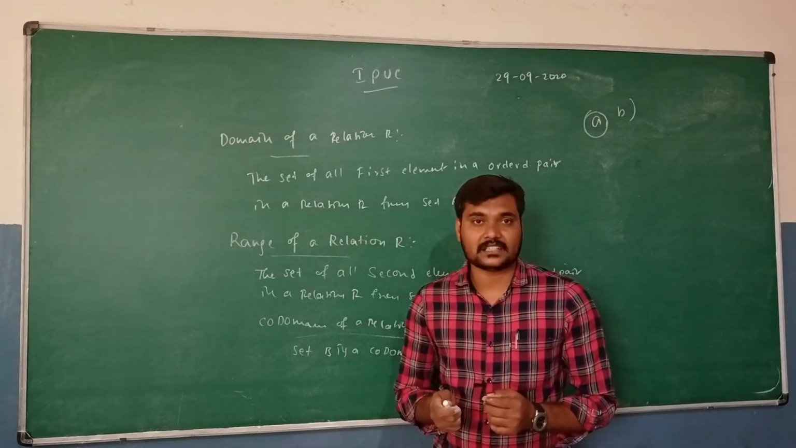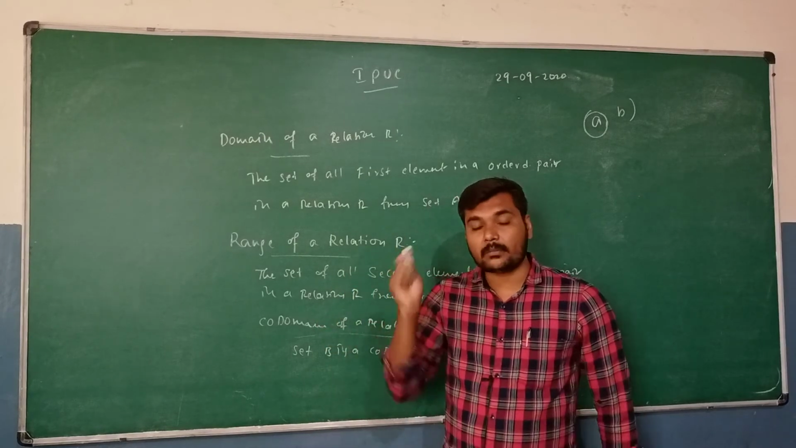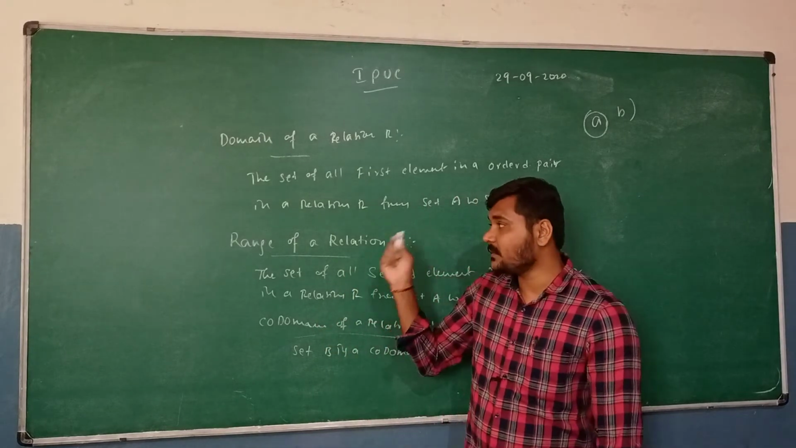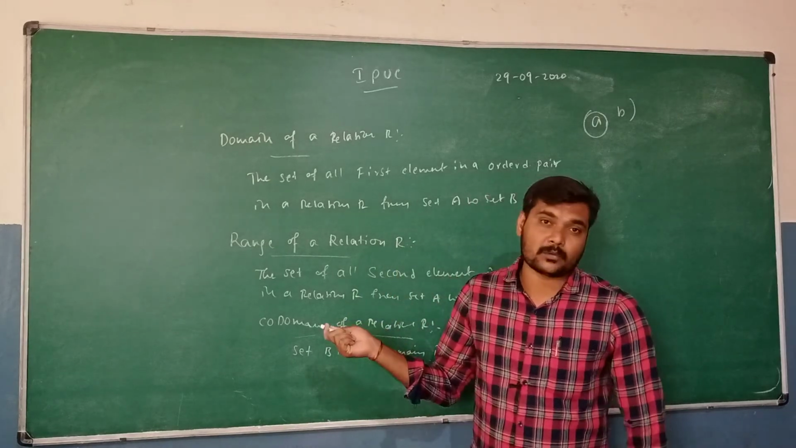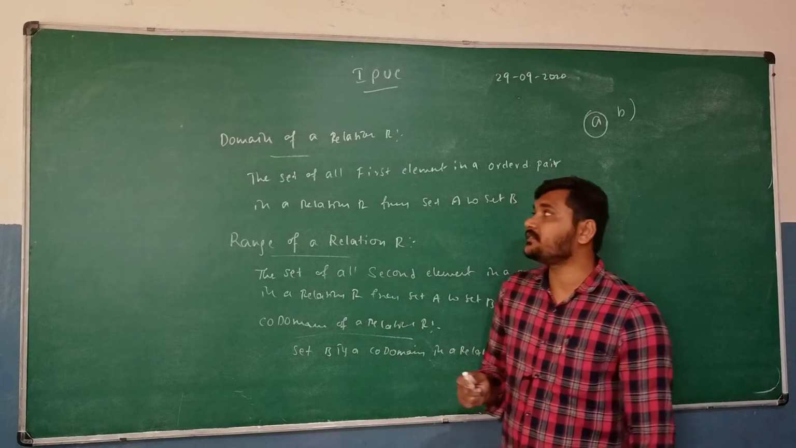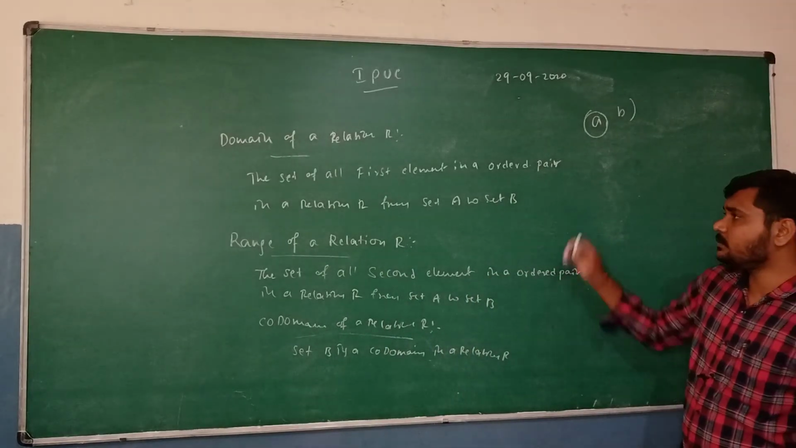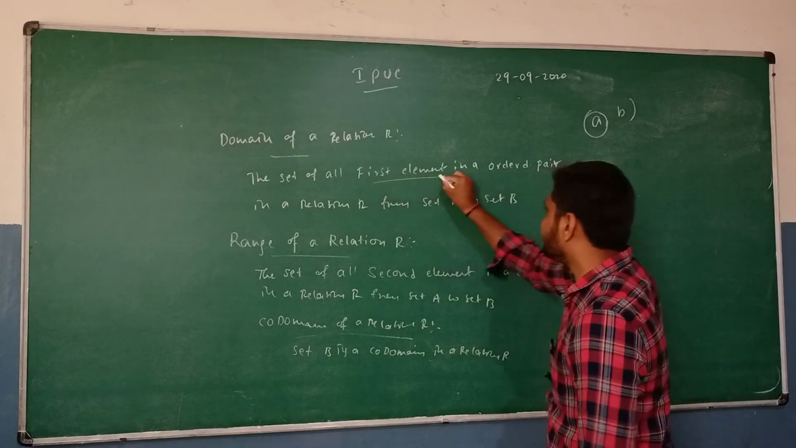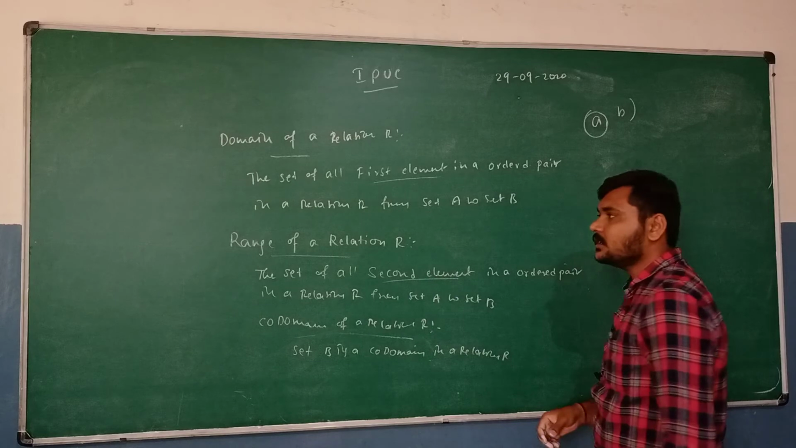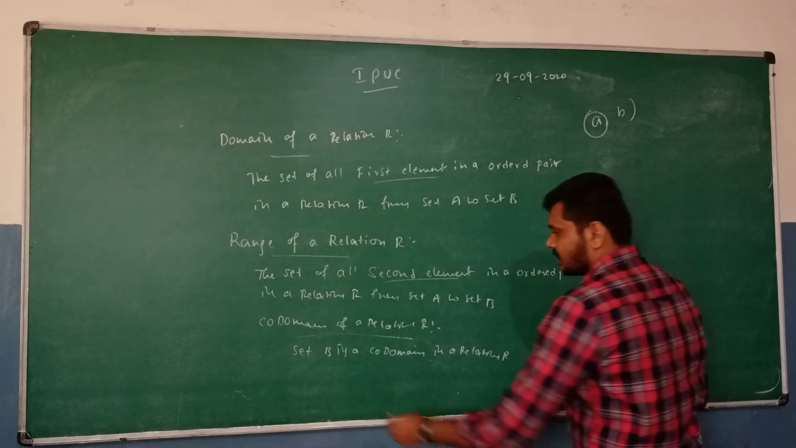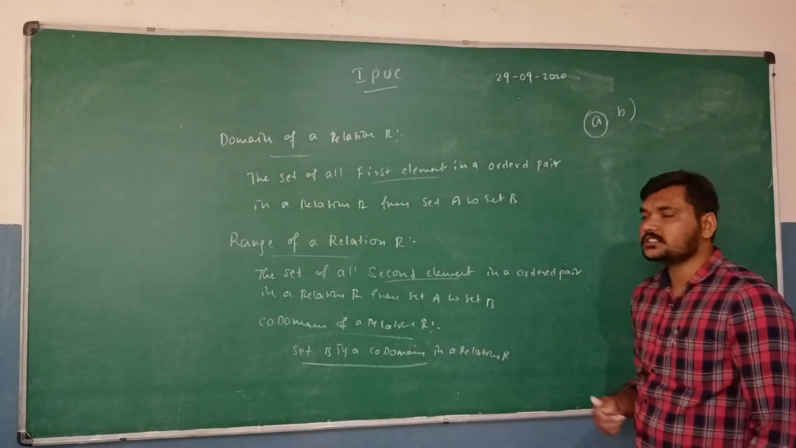We are talking about the complete set B; that is going to be the codomain. So the first element is the domain, the second element is the range, and the complete set B is the codomain. Okay, so these are the definitions of the domain, range, as well as the codomain. So the set B is going to be the codomain in a relation. Pause the video to note this down.